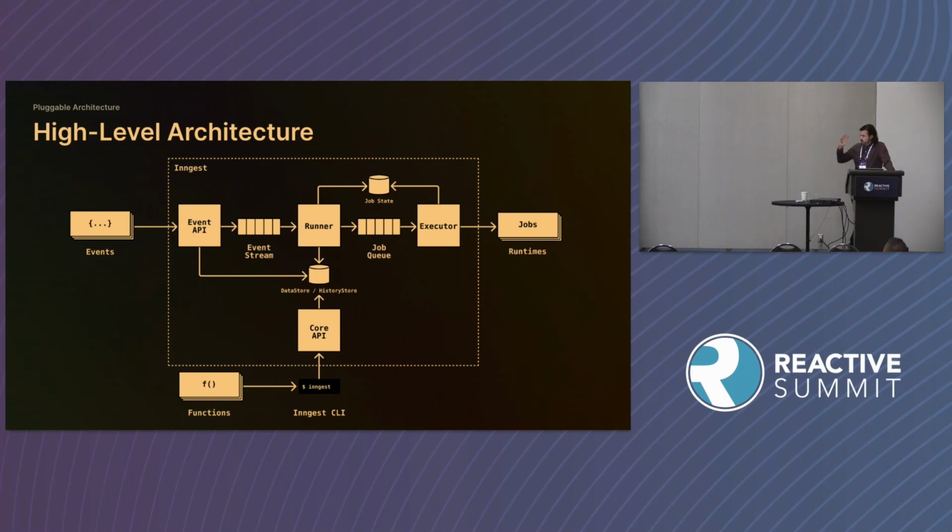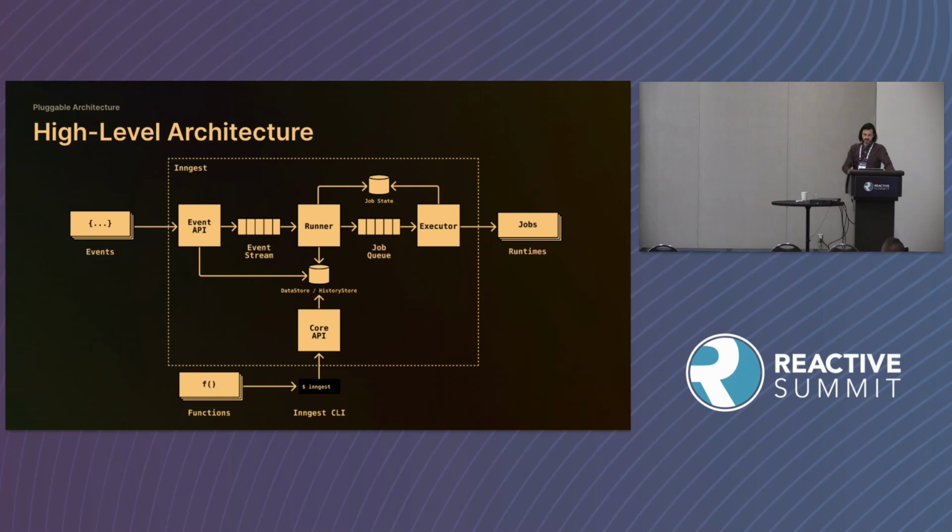There are 4 services that you need to run here: the event API, the runner, the executor, and the core API. And the backing services are an event stream, a data store database, a job queue, and a job state database. Pretty simple names, but we also wanted the architecture to be pretty simple for the average developer to grok and understand. Runtimes, as you'll see to the right, are where the jobs run; they are external to the system, but also have drivers.